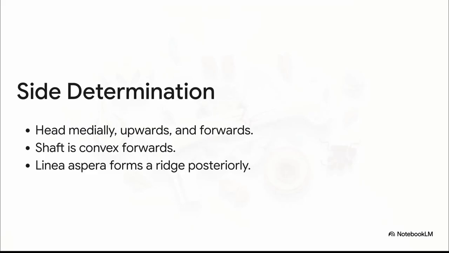Okay, time's up. So, to completely ace that spotter question, you've got to orient the head medially, upwards, and slightly forwards so it fits right into the acetabulum. You also need to ensure the natural convexity of the shaft is facing forwards. And crucially, this is the big one. That prominent, roughened ridge called the linea aspera, that has to face straight back. Get those 3 things right, and you will literally never misidentify the side.